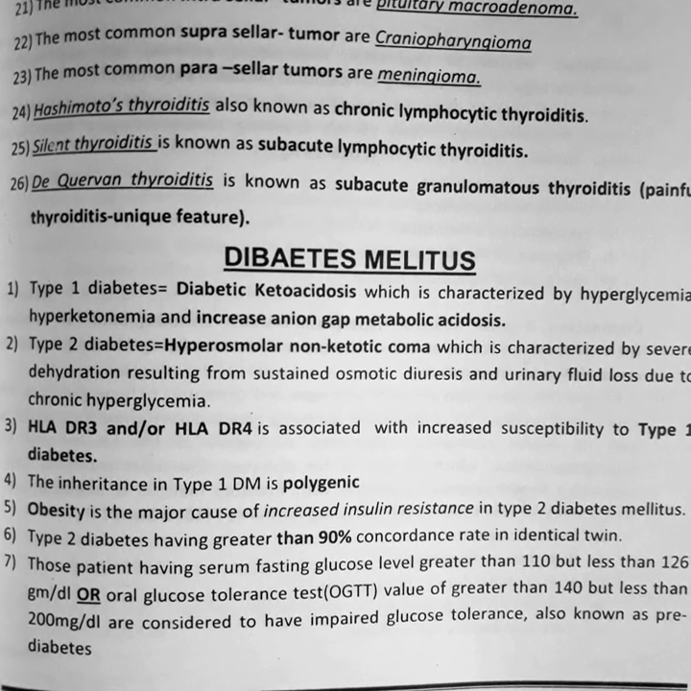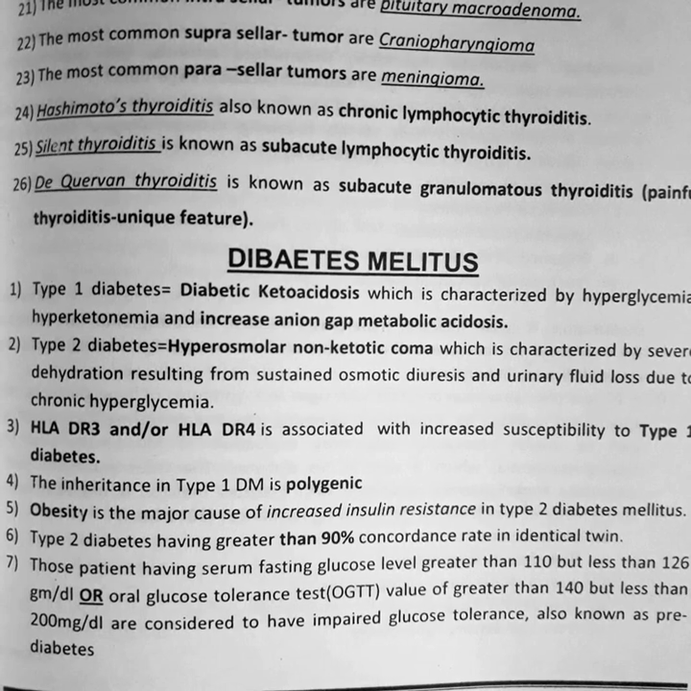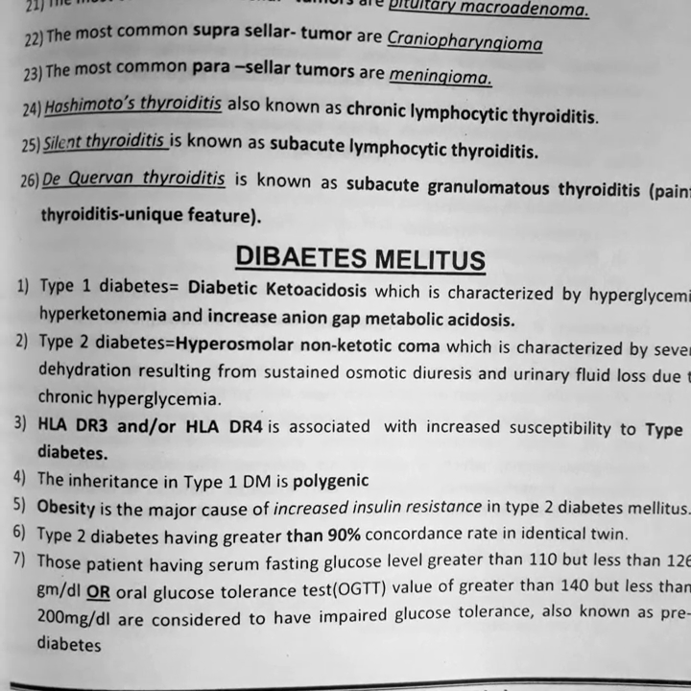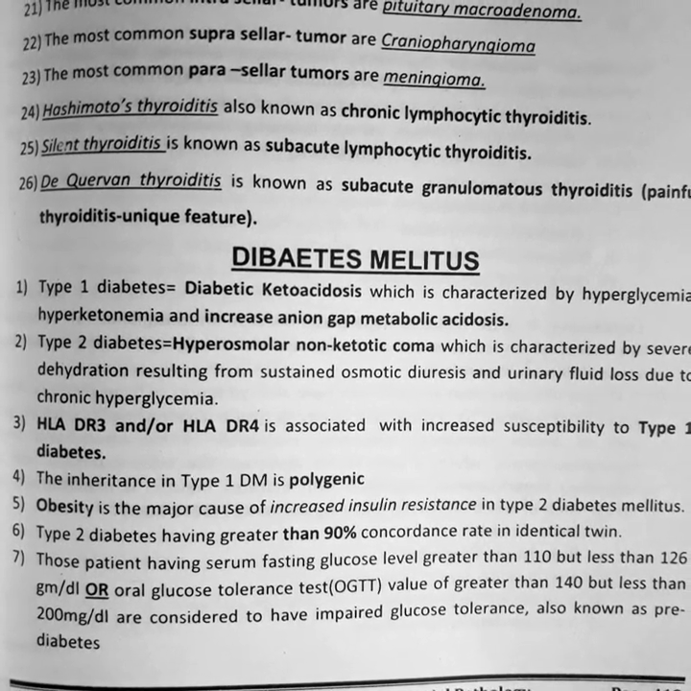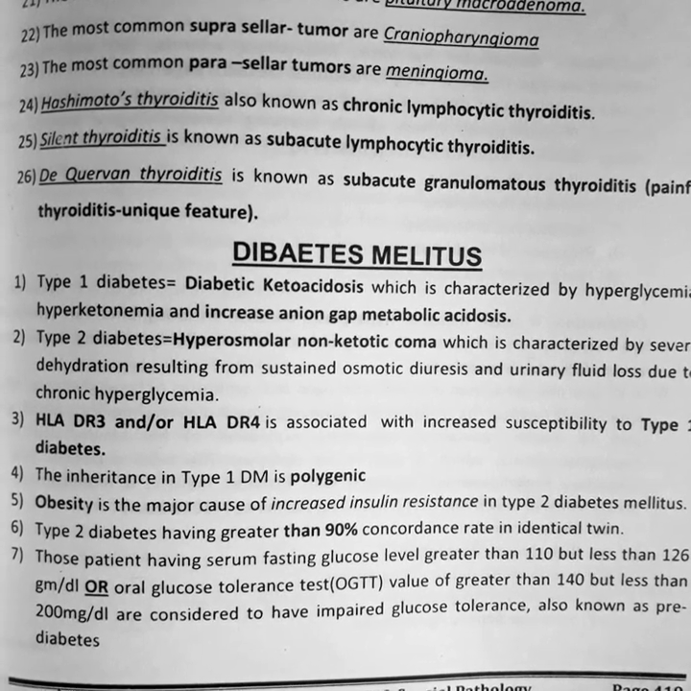The inheritance in type 1 diabetes mellitus is polygenic. Obesity is the major cause of increased insulin resistance in type 2 diabetes mellitus. Type 2 diabetes has greater than 90% concordance rate in identical twins.